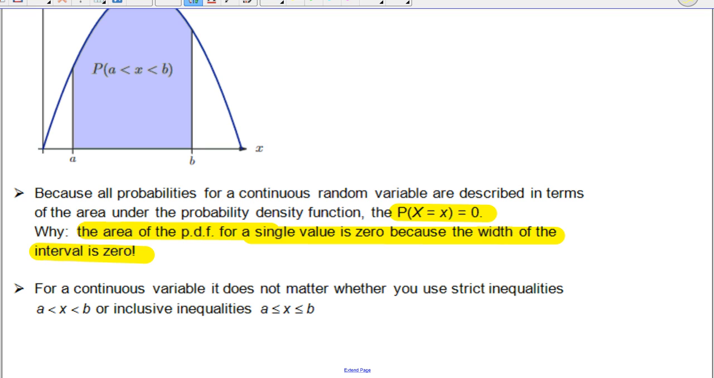And one more important thing: for a continuous variable, it does not matter whether you use strict inequalities like this one or inclusive ones like that one. You'll end up with the same answer. So when you're writing your probabilities, you can use either strict inequalities or inclusive inequalities.